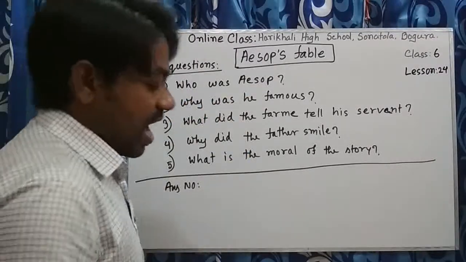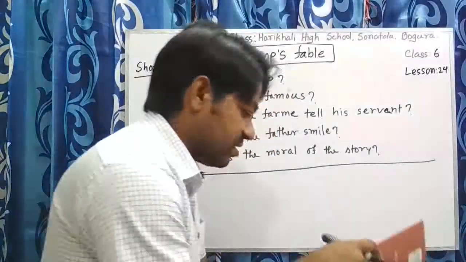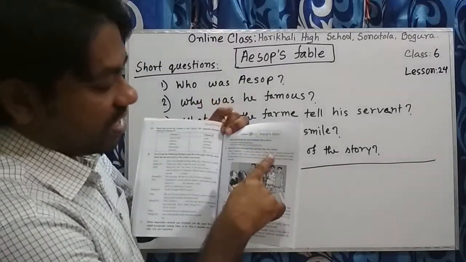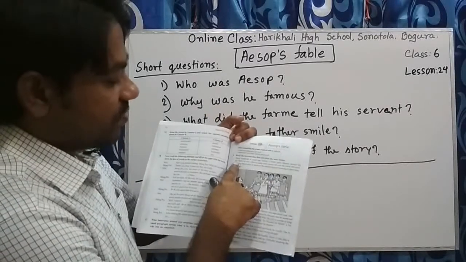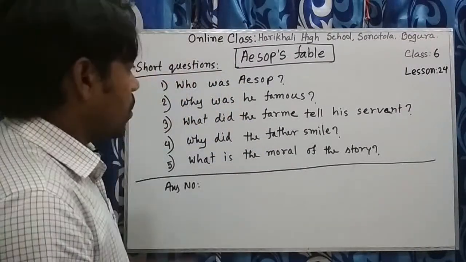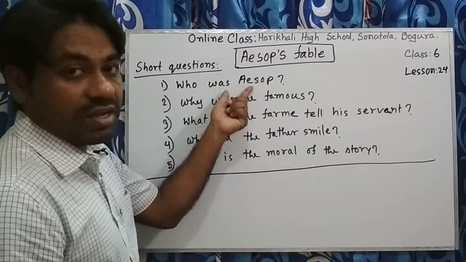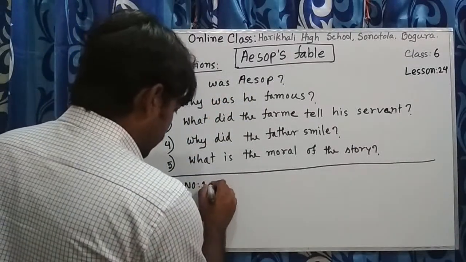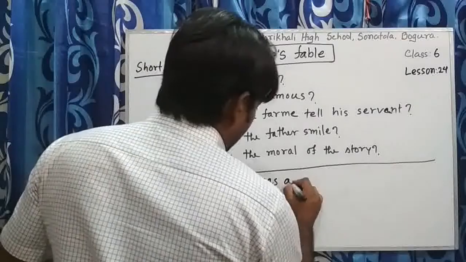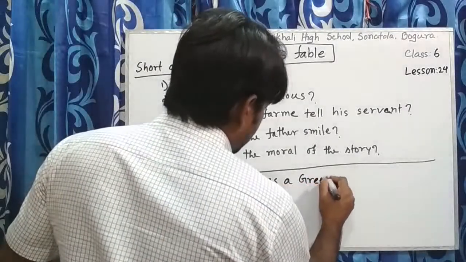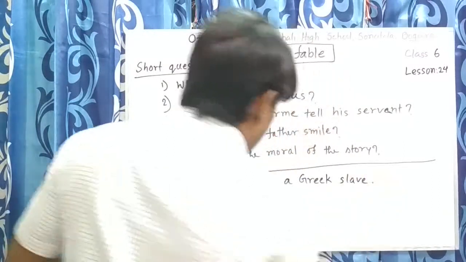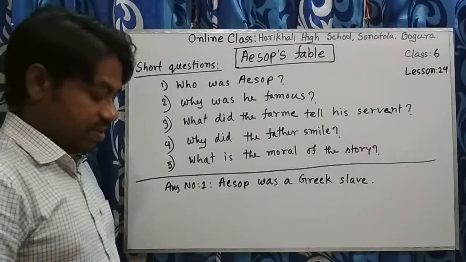Who was Aesop? At the very first line we have the answer. Aesop, a Greek slave, became famous for the fables he told. But here we have some extra information. Who was Aesop? Aesop was a Greek slave.